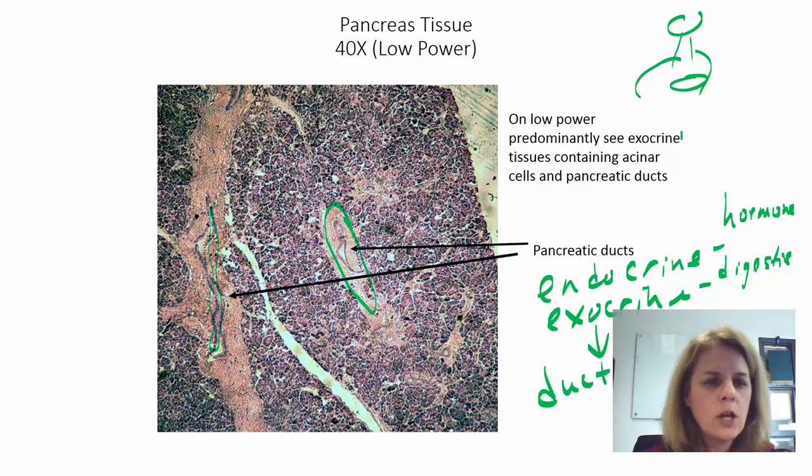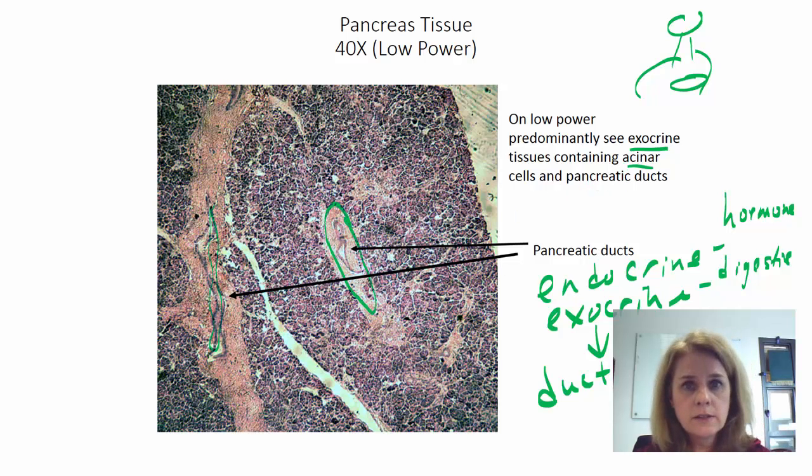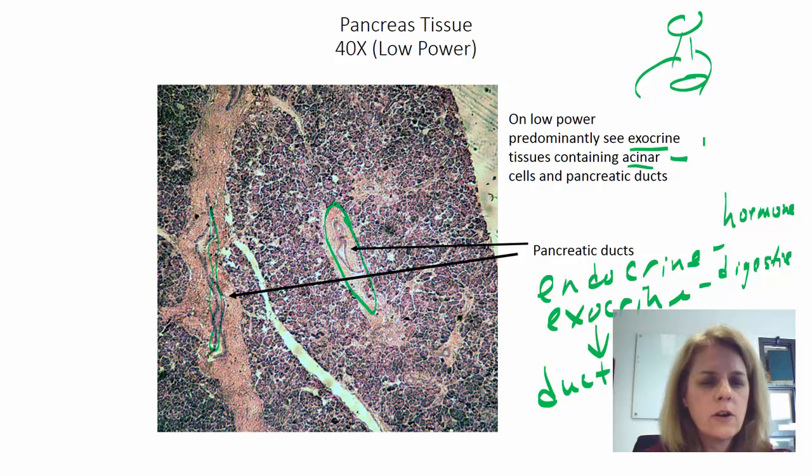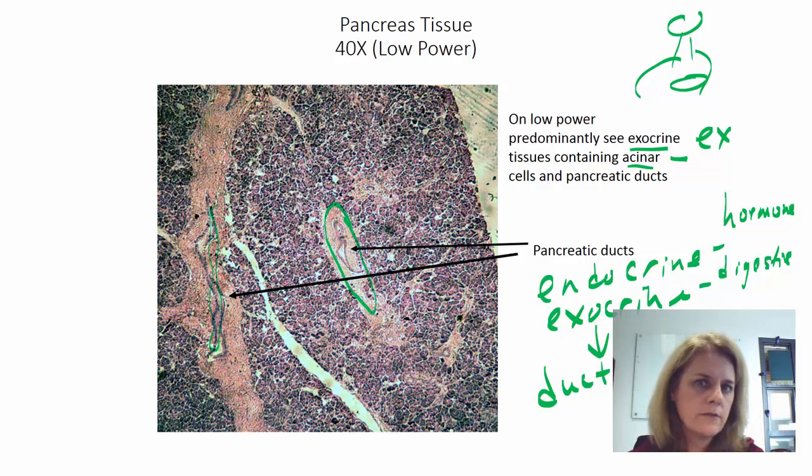So in this low power, we mostly see these exocrine tissues that contain acinar cells and pancreatic ducts. All right, so the acinar cells are part of the exocrine function, or the digestive function. So acinar cells, digestive function, they make their substance. It goes in these pancreatic ducts, and that goes out to the digestive system.